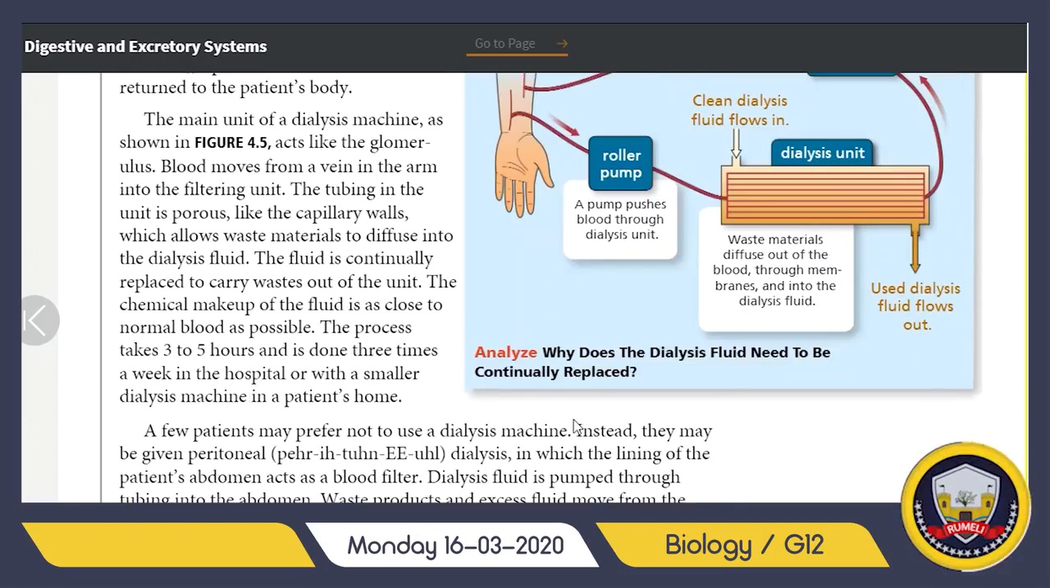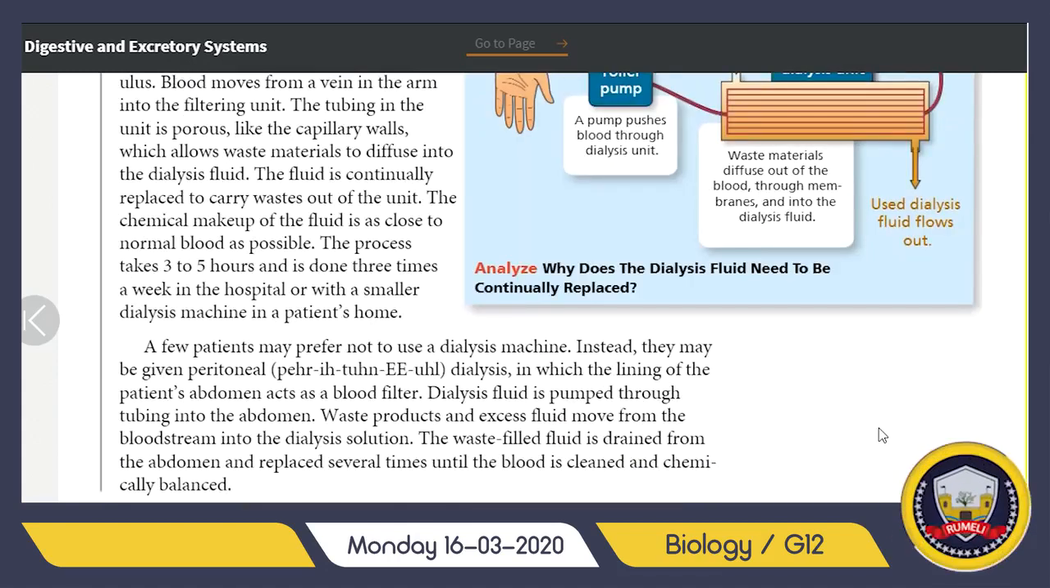Now, the process takes 3 to 5 hours, done 3 times a week, in a hospital or with a smaller dialysis machine in the patient's home. But a few patients, and actually now this percentage is much higher, because you'll discover why, prefer to use another type of dialysis. We call it peritoneal dialysis.